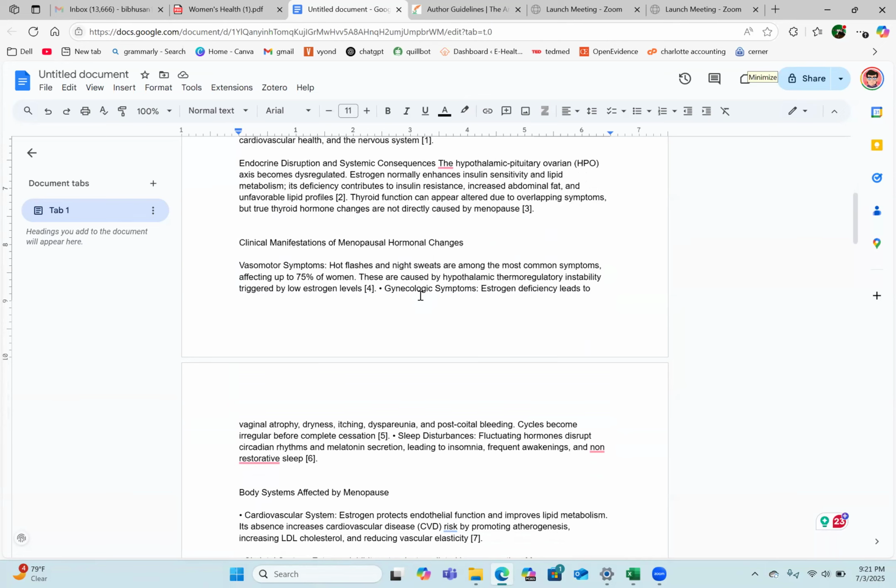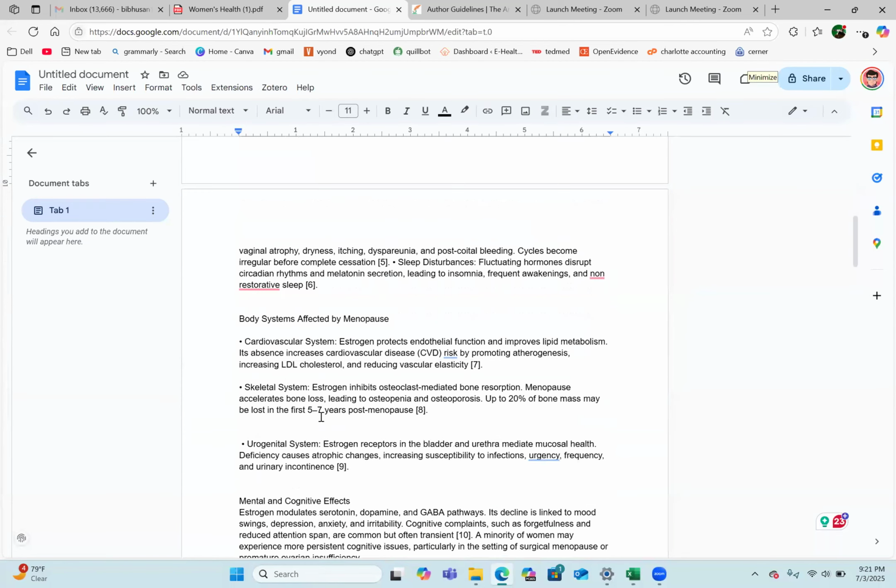That's much easier. So you don't want to write vasomotor symptoms, gynecological symptoms, sleep disturbance. This is for doctors. So you want to explain this in simple paragraphs. You want to make it in 2 paragraphs? I'm good with that. Body systems affected by menopause.